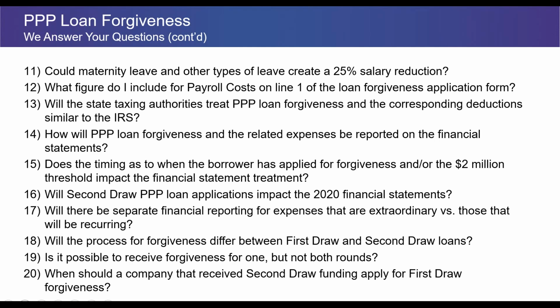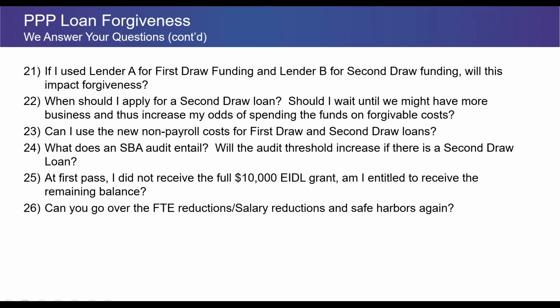So question 20, when should a company that receives second draw funding apply for first draw forgiveness? Just remind everybody that they have 10 months from the end of their covered period to apply for forgiveness. If we've seen anything materialize over the last few months, it makes sense to apply for forgiveness for your first loan. The one real factor still hanging over people's heads, and I think Todd's going to talk about it in a minute or two, is if I'm over 2 million, what does the audit process look like and the timing of that? That's really the only hesitation still for applying for forgiveness. But for everybody else who's received round one and spent it, it doesn't hurt to go forward.